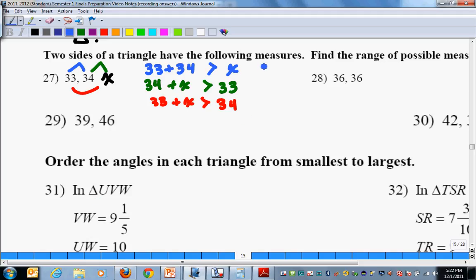So you solve, and here we're going to have 67 has to be greater than x. If we subtract 34, that makes this one negative, so we check it. We cannot have a negative range of numbers here. For here, if we minus 33 both sides, we have x must be greater than 1. So if we were to put it this way, x must be greater than 1, but less than 67.